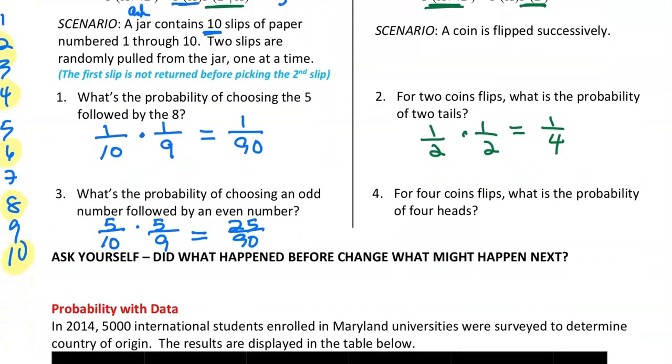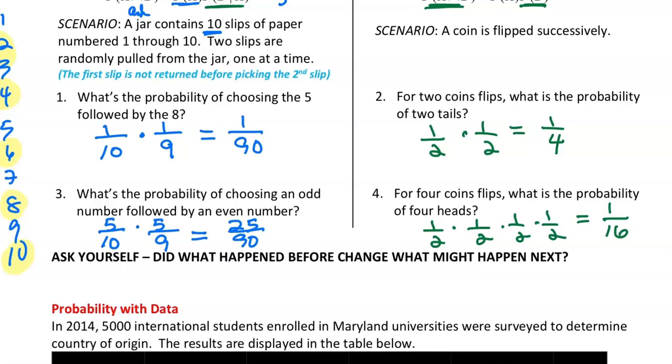Okay, what if you have 4 coins? What's the probability of 4 heads? Well, each one is going to be 1/2. Okay, so be careful here. 2 times 2 is 4. 4 times 2 is 8. 8 times 2 is 16. Don't get 8. It's not going to be 8 in the denominator.